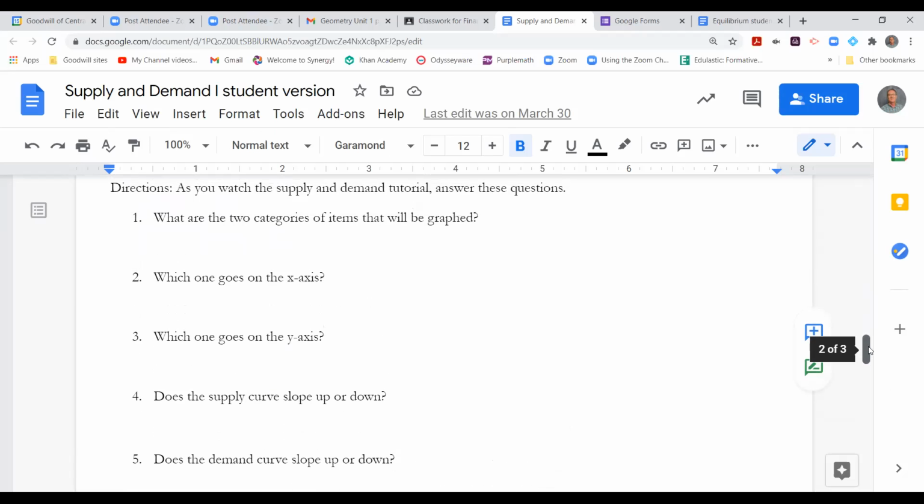So there's some questions on this handout that I think are good for you to look at. What are the two categories of items that will be graphed? Well, the two things that go on the graph are price and quantity. Price and quantity.